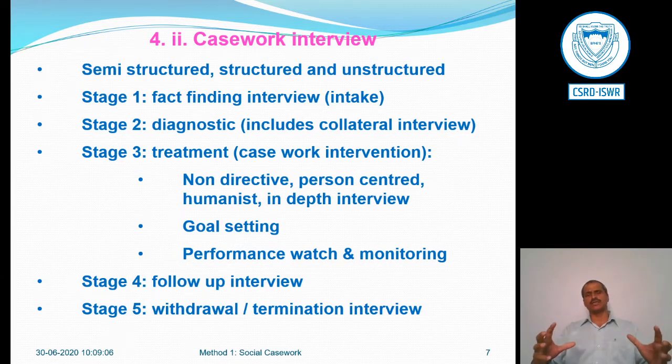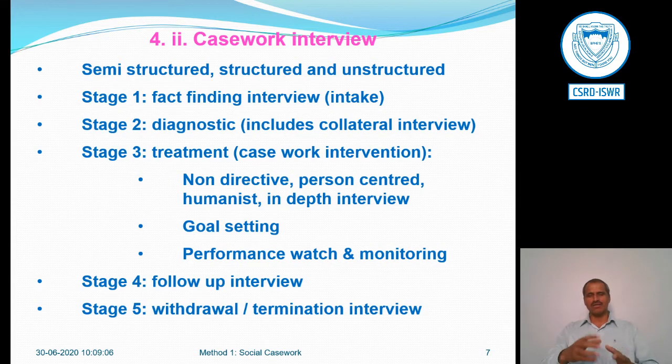Much of the casework is dealing with intervention, the treatment interview. So at this level, all the counseling techniques are used, in-depth interviews are conducted. So there are certain dimensions, certain aspects for treatment interview. These interviews are non-directive. Means it is person-oriented, humanistic, in-depth interview where the client generally leads the interview.